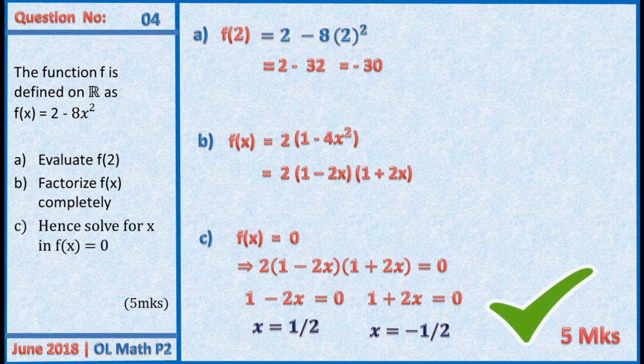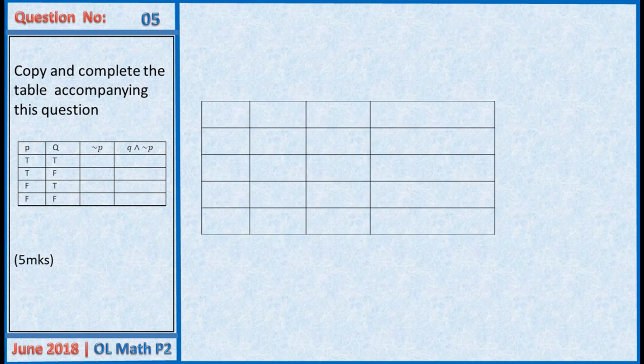Question 5. Copy and complete the table accompanying this question. So this is a logic table. We have P and Q values. So we have P: true, true, false, false. And Q: true, false, true, false.